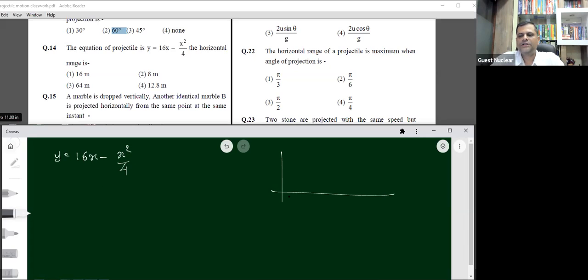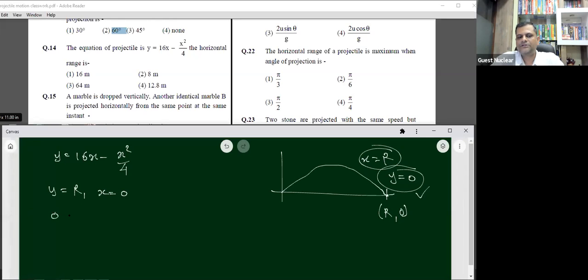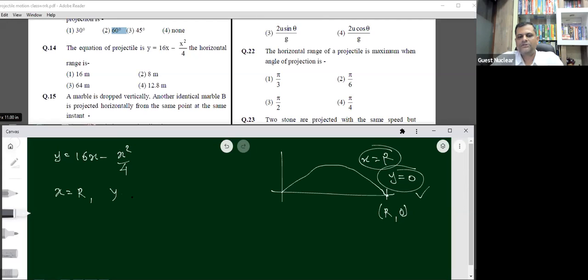देखो जब प्रोजेक्टाइल रेंज हमको मिलता है, मतलब जब प्रोजेक्टाइल फिर से ग्राउंड को टच करता है, तो वहां पे x का वैल्यू r बनता है और y का वैल्यू 0 बनता है. That means y becomes 0 at this range point when x becomes equal to r. So x must be equal to r and y must be equal to 0.